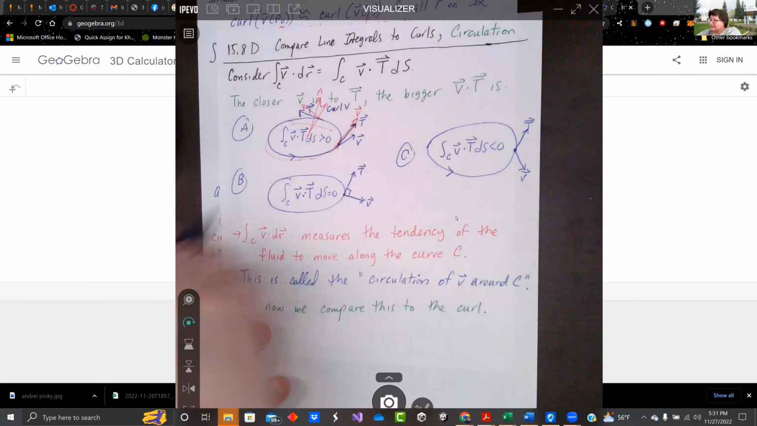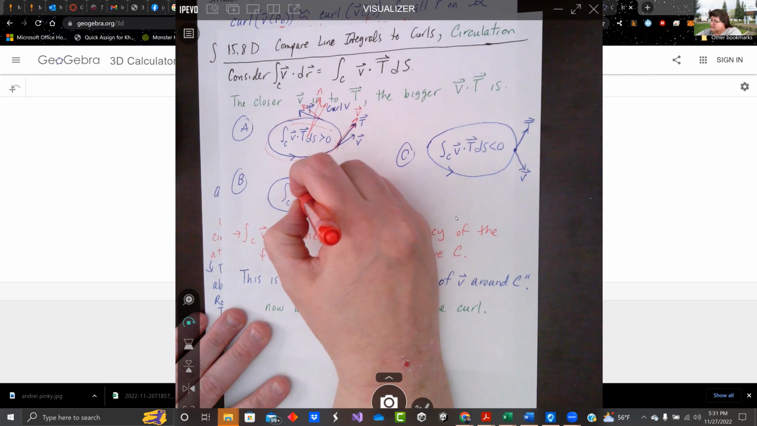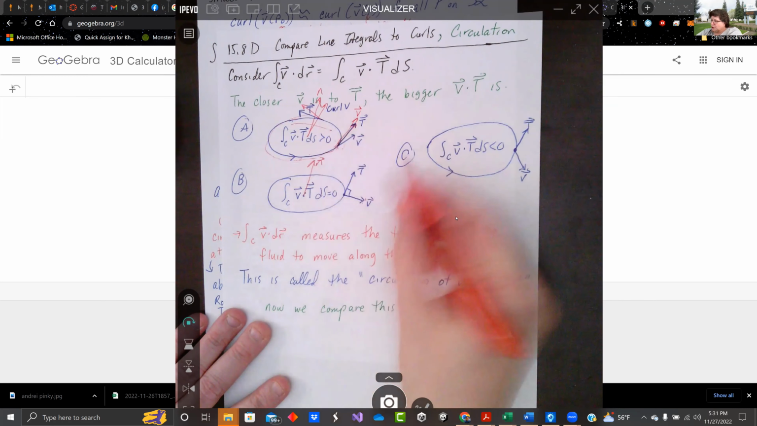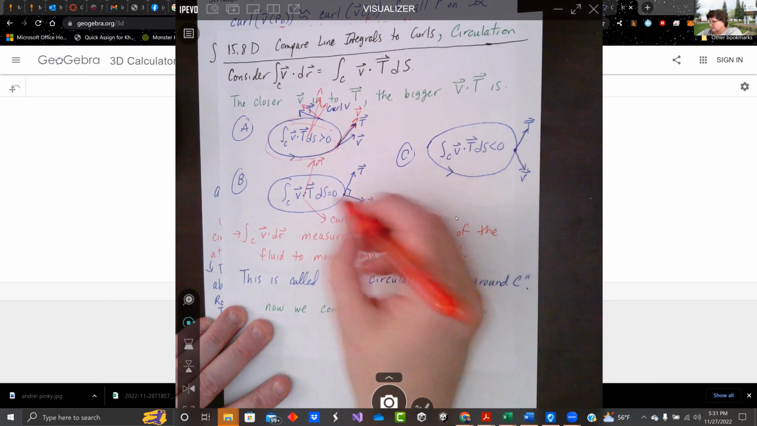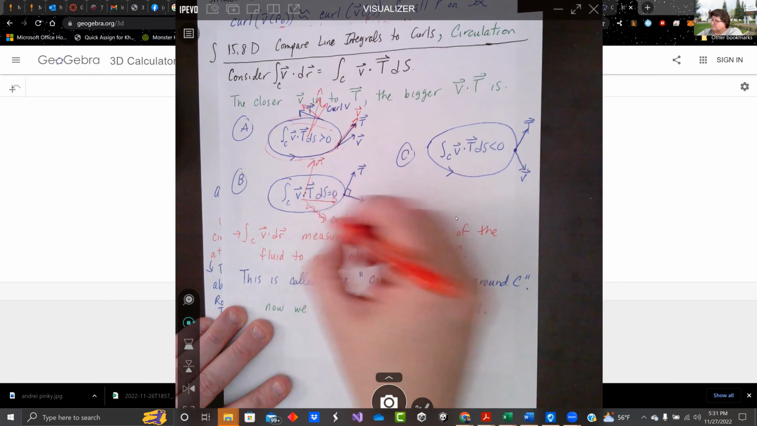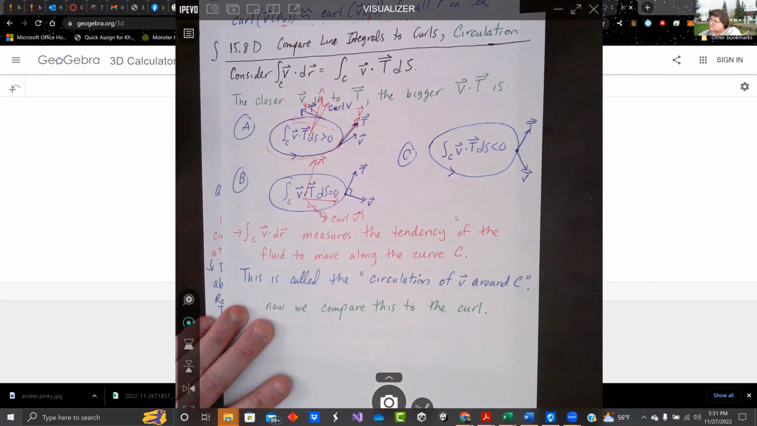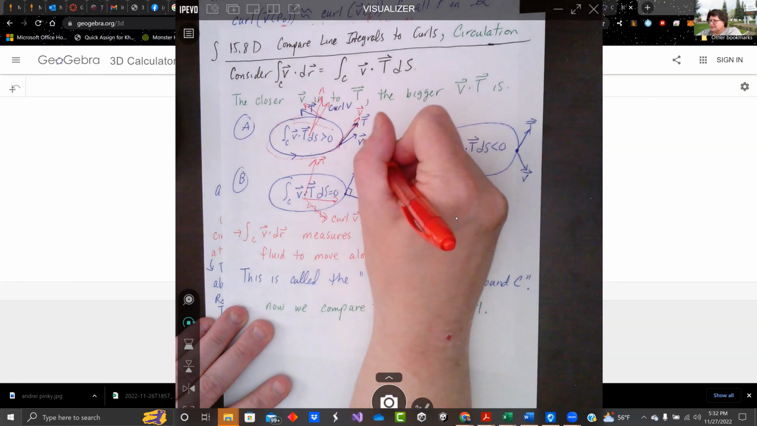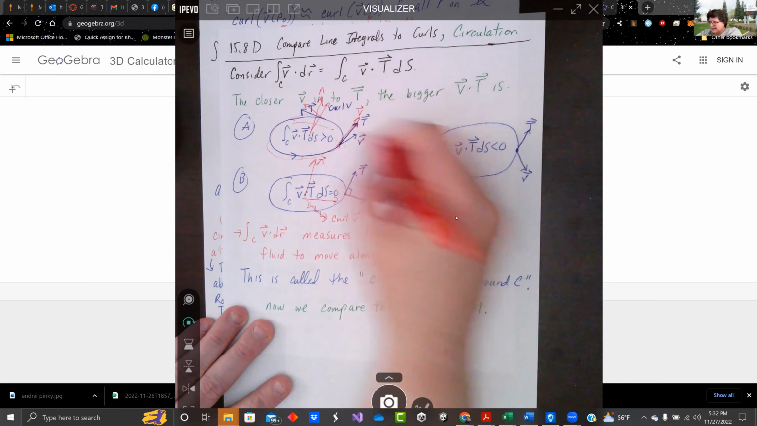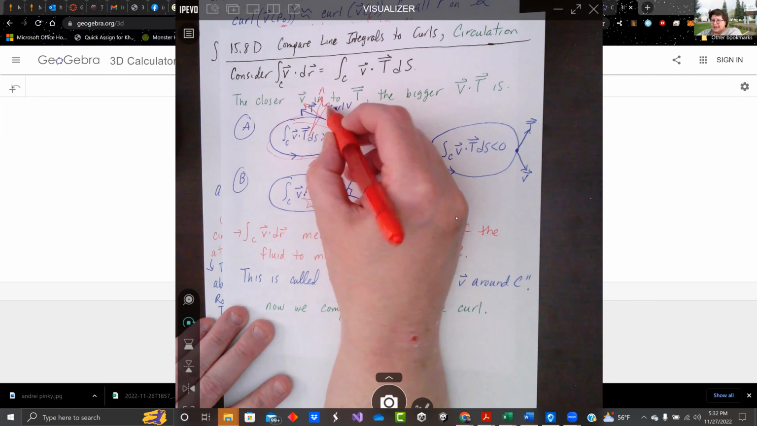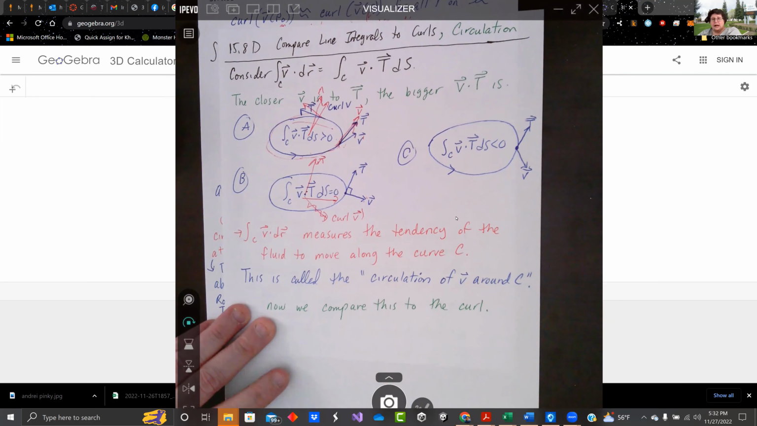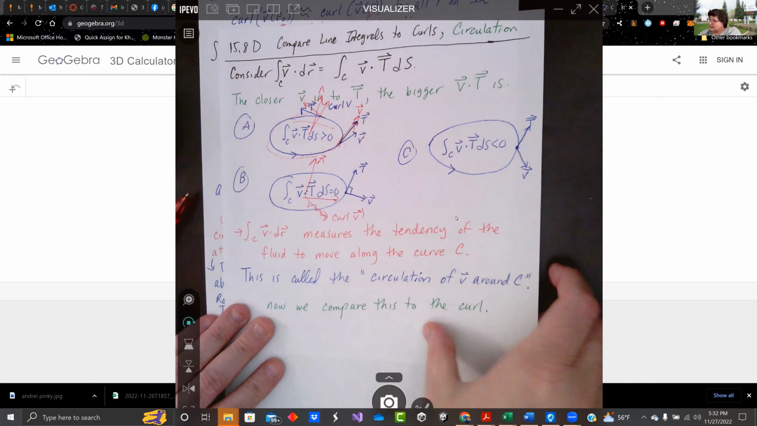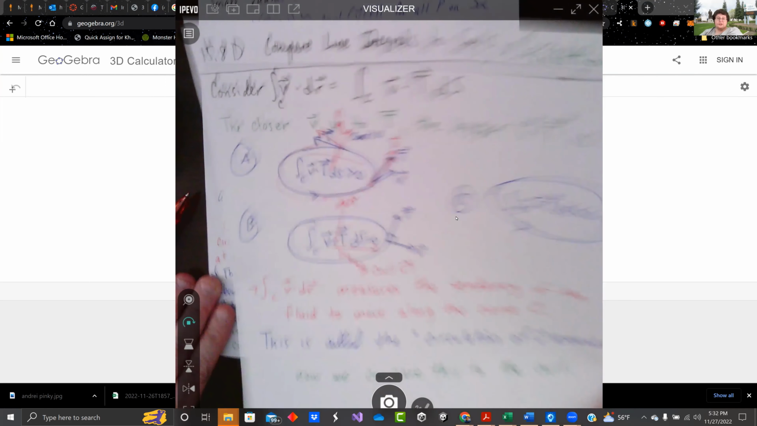Here I've got N is like this, but curl of V is going like that. Nope, like that on that one. And so the gap that V and the tangential component have is the same relation that the curl of V and N have. So the closer V is to T, the closer curl of V is to N, and this gets maximized. And that's where we get circulation.